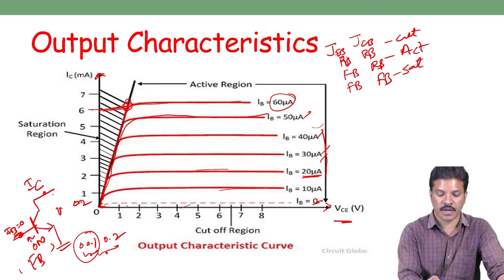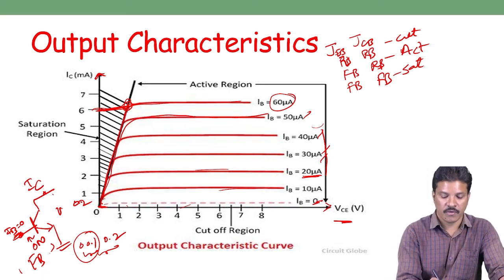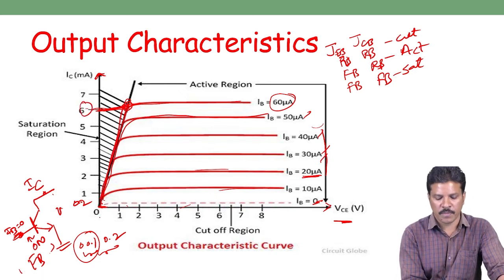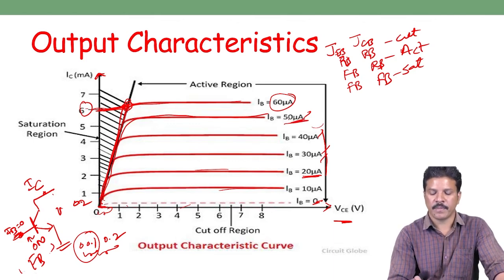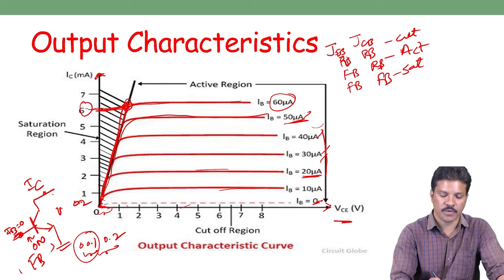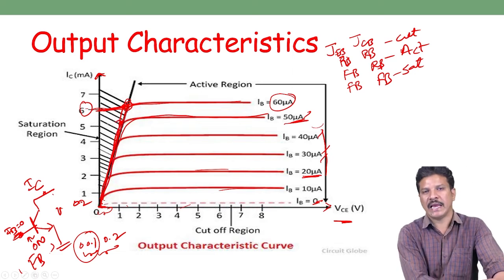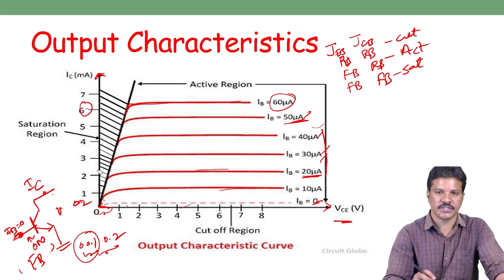6 microampere current, 6 milliampere current. By keeping input 60 microampere, it will reach 6 milliampere. This sharp region is called saturation. If you keep 50 micro and make a small change in voltage in the saturation region, 0 to 0.1 or 0.1 to 0.2, there is a large change in current, which is equal to 5 milliampere. So this shaded region is called saturation.